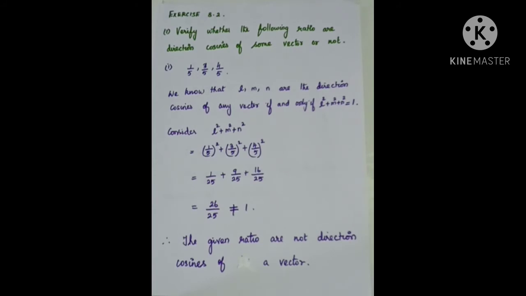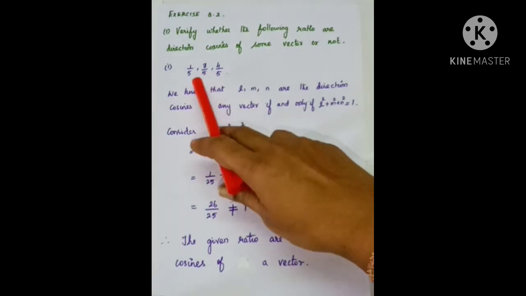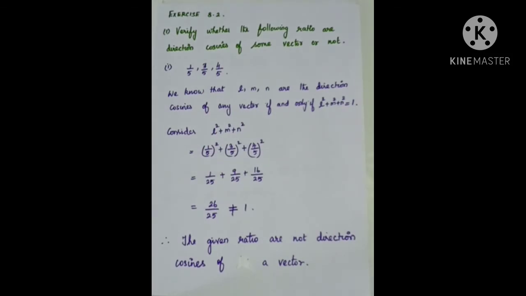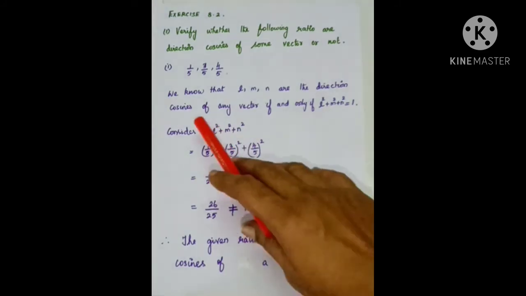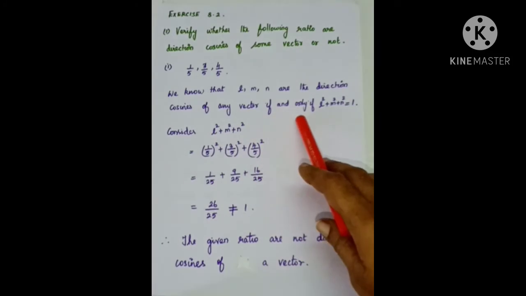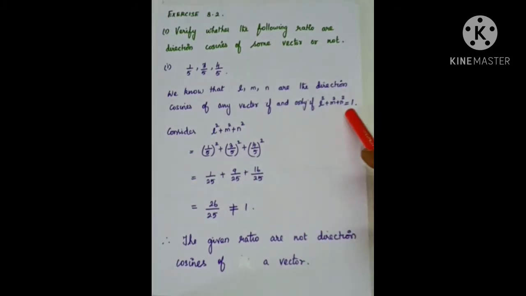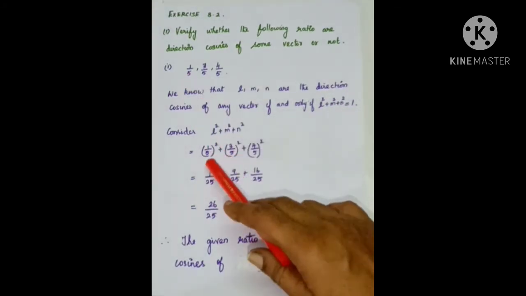Exercise 8.2, first problem. Verify whether the following are direction cosines of some vector or not. So we have to verify that. You know that just now we have learned L, M, N are the direction cosines of any vector if and only if L squared plus M squared plus N squared is equal to 1. So you take the square of each one and add.